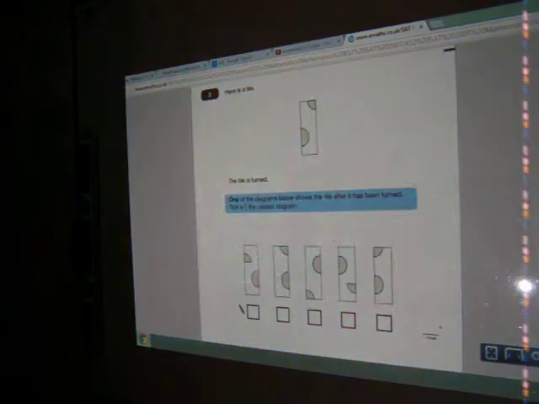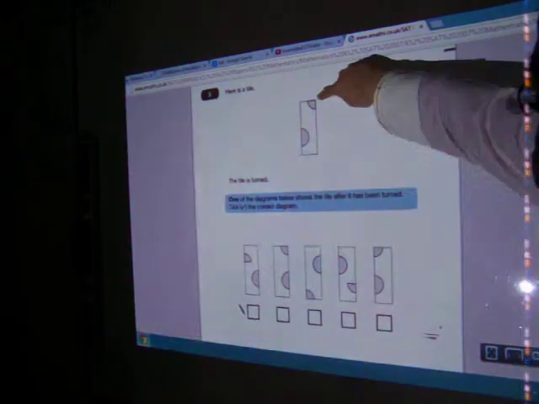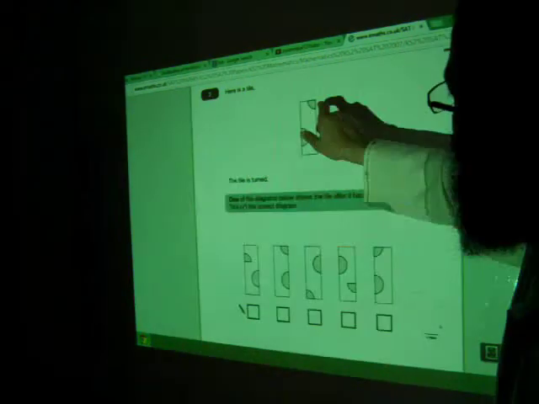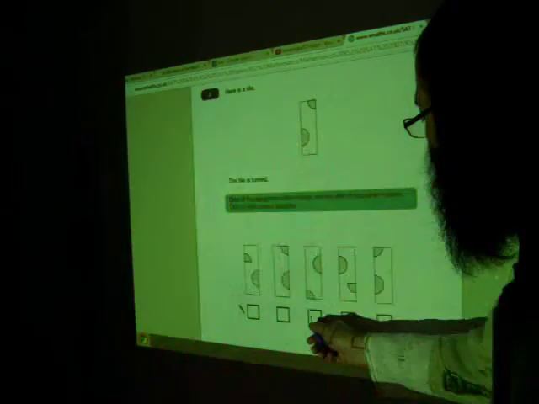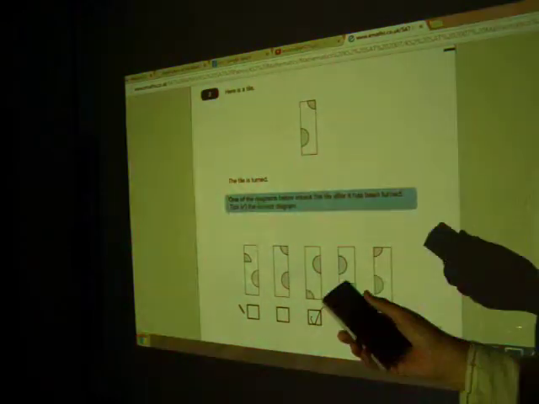Let's start with the middle one, Hafsa. The top corner there will come down to the bottom, and this side will turn around and go onto this side. So are we all happy with the middle one? Give me the middle one, please. Jazakallah khairan. Right, good.